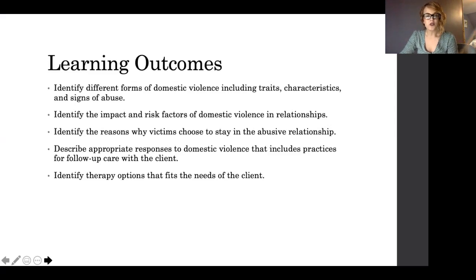The learning outcomes that we're going to discuss today are identifying different forms of domestic violence, including traits, characteristics, and signs of abuse. We're going to identify the impact and risk factors of domestic violence in relationships. We are going to identify the reasons why victims choose to stay in the abusive relationships. We're also going to describe the appropriate response to domestic violence that includes practices for follow-up care with the client. And then we're also going to identify therapy options that fit the needs of the client.